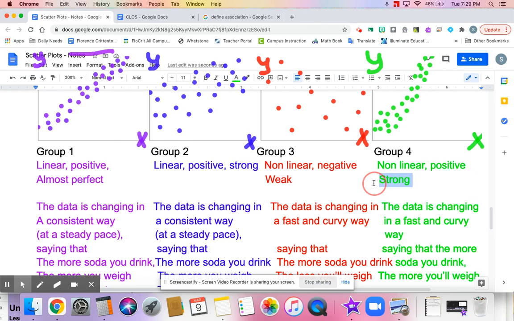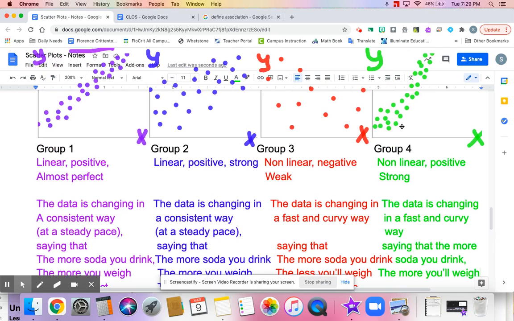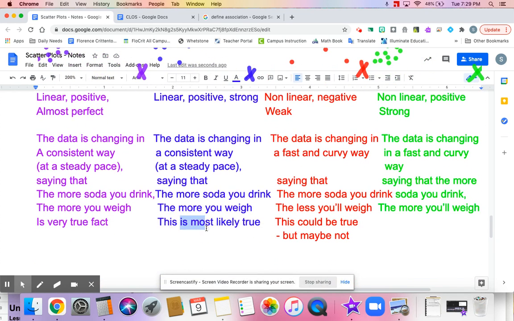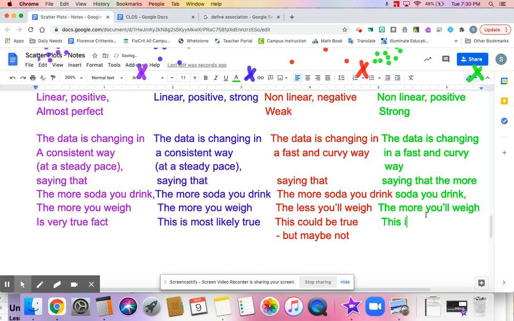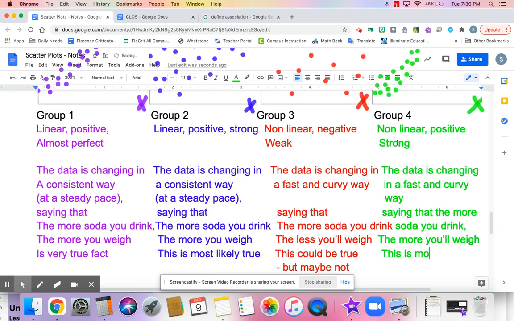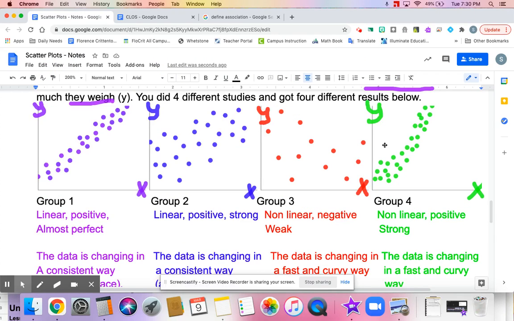And the fact that this correlation is strong or almost perfect, you can say this data is suggesting that you should take this as a fact, or you're pretty sure it's true, right? It's most likely true, or it's very true. And depending on what you said, you can choose. Since I said it was only a strong correlation, I would say this is most likely true. And I don't have to use the words most likely. I could also say probably or is.